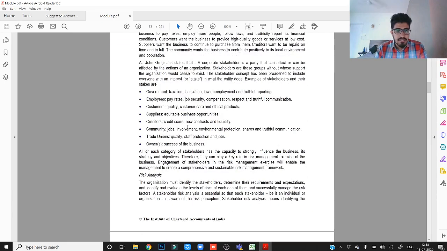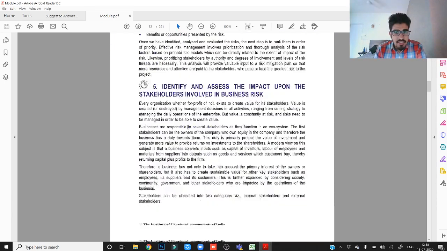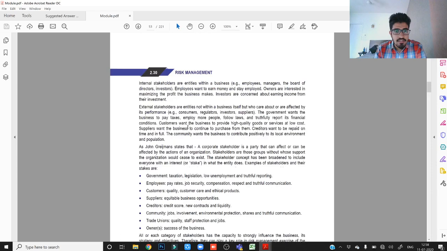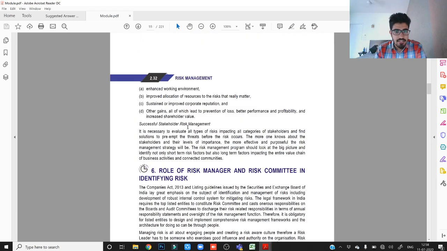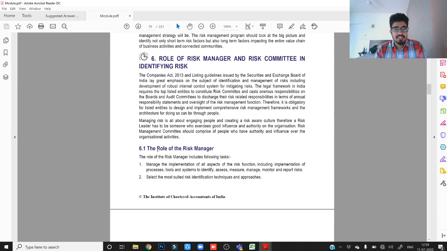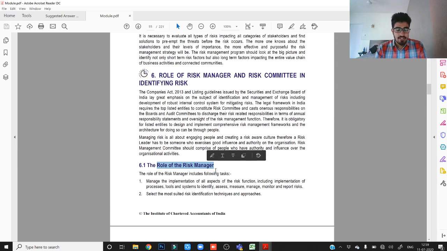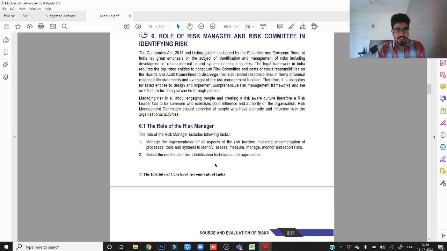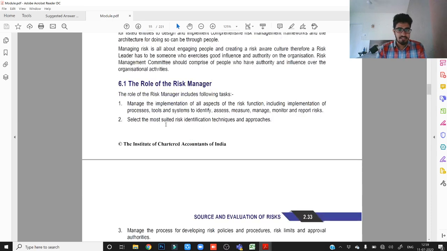Now here, since this is an updated edition, there isn't a role of risk manager on this page. I'll just find it. It will be somewhere on the next page itself. Yeah, see, this is the role of risk manager. So remember to update this index as per your edition of the module. I had updated it as per my edition of the module.